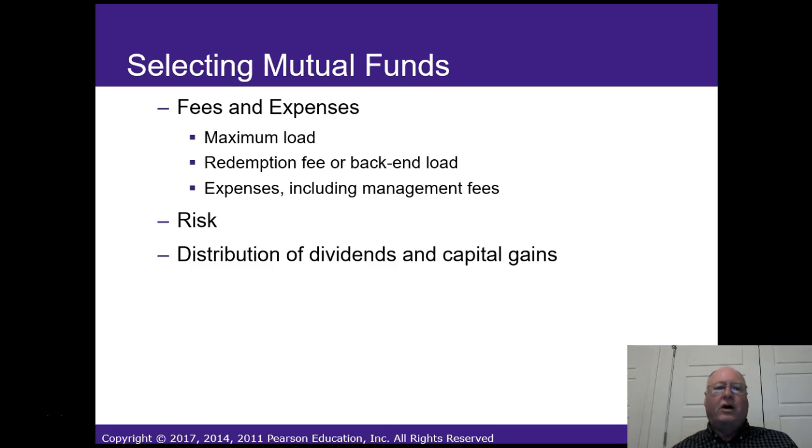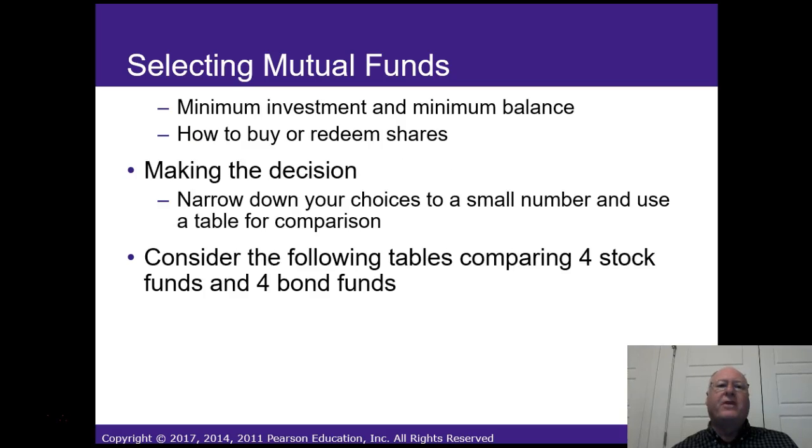You also want to understand what the entire expense structure is. The prospectus will also go through and is supposed to outline the potential risk factors. This helps you with your risk tolerance. It'll also show you the distribution and how those things should be treated on the back end. It'll highlight minimum investment and minimum balance requirements, give you instructions on how to buy or redeem the shares, and allow you to really narrow down your decisions.